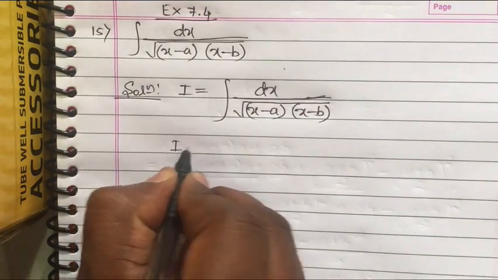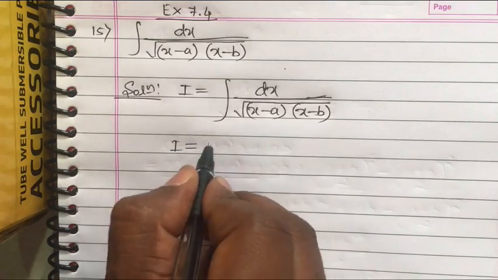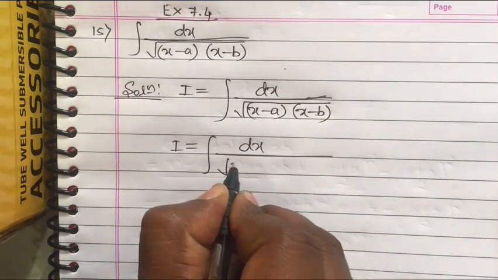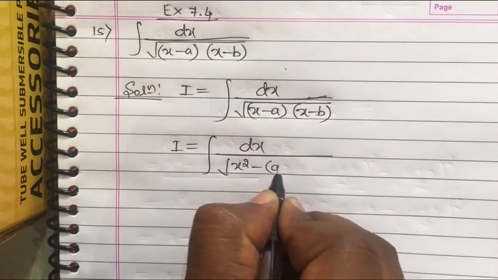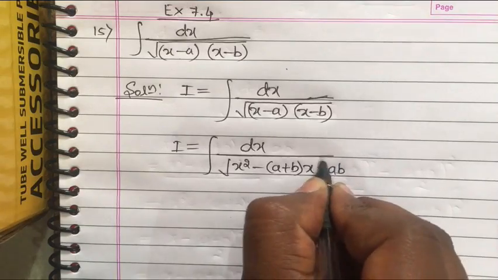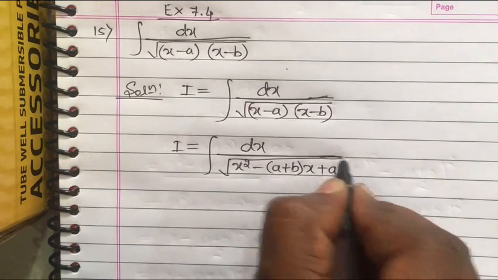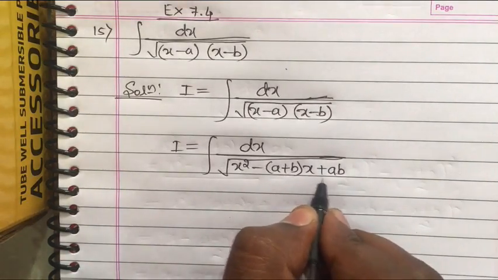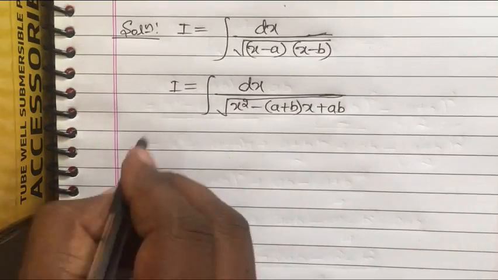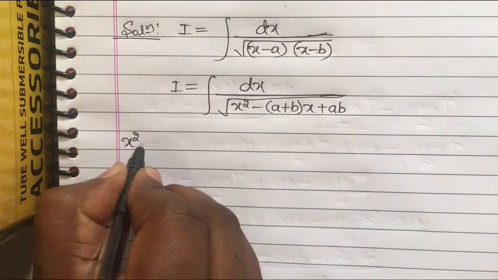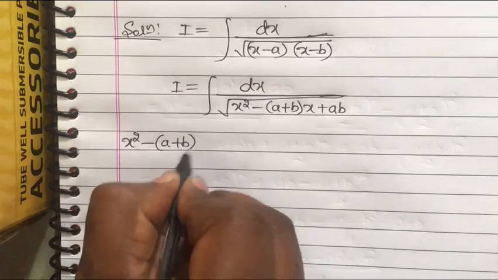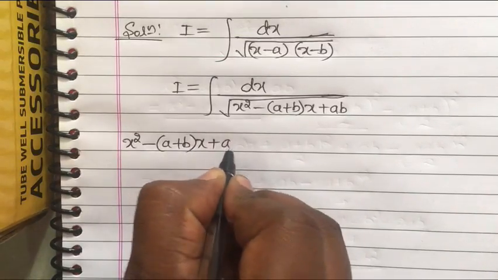So now multiply (x minus a) into (x minus b). The integral dx upon the square root of, we get x square minus (a plus b)x plus ab. Now I take only the quadratic polynomial, and we have to solve this quadratic polynomial by the completing the square method: x square minus (a plus b)x plus ab.